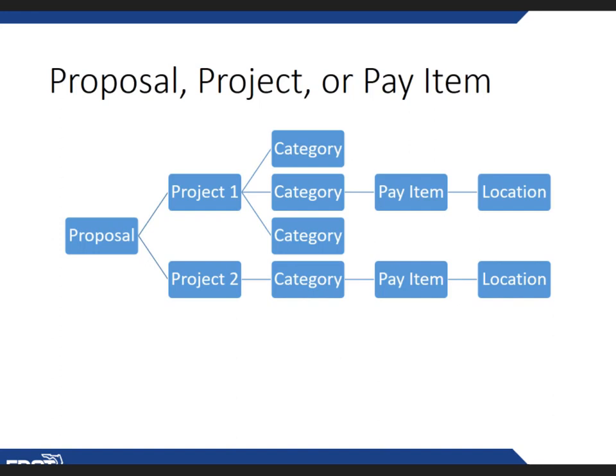There's a lot of information here. Again, the proposal can have more than one project. We let the projects by a proposal. Projects can contain more than one category, and then each category has its unique pay items, and each pay item has its unique location.